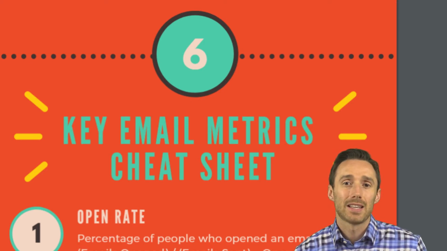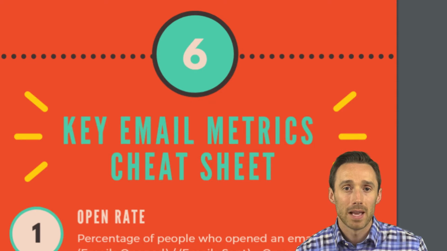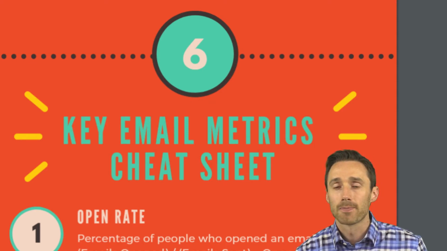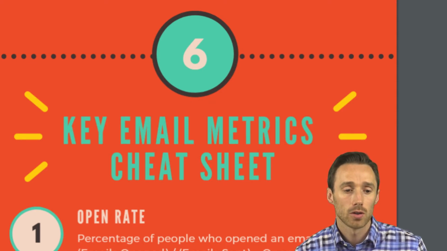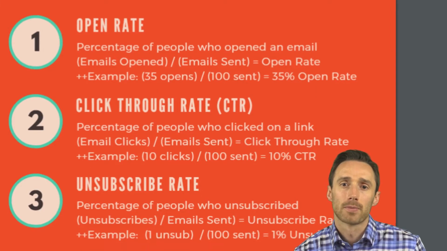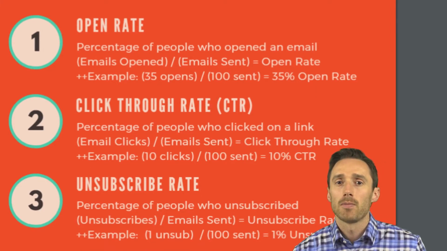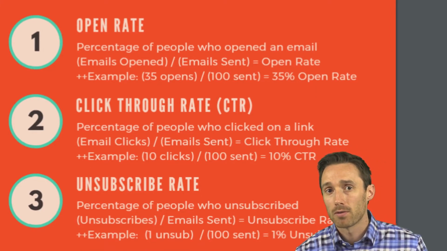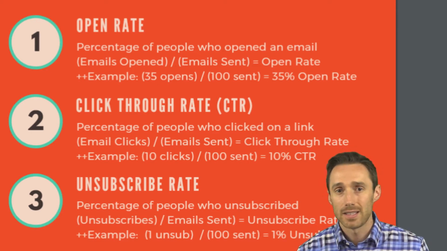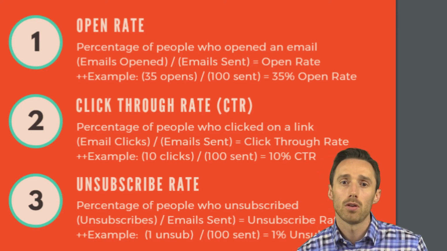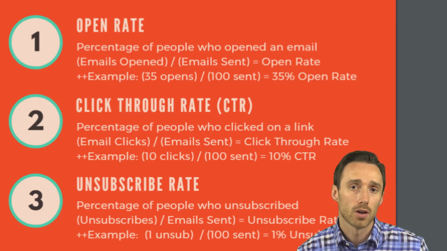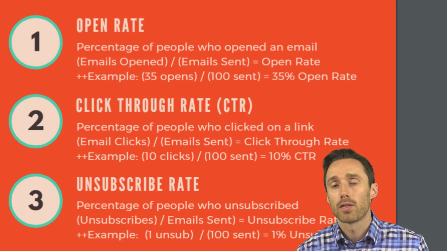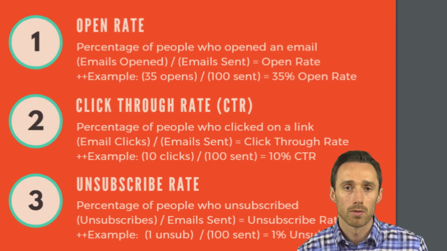There are 6 key email metrics that you should be paying attention to from the beginning. And the first that we're going to look at is called open rate. The open rate is the number of people who open up an email. For example, if you sent this email to 100 people and 35 of those 100 open up the email, that would give you a 35% open rate.